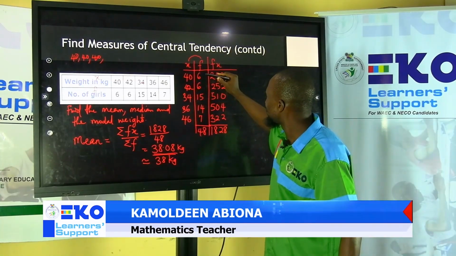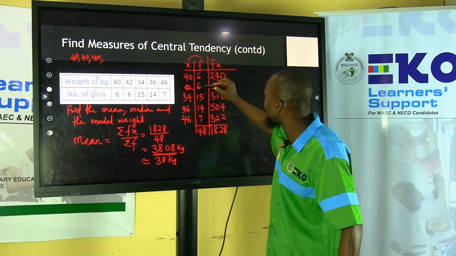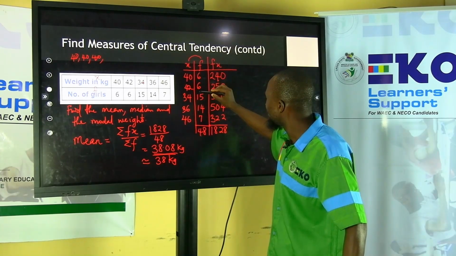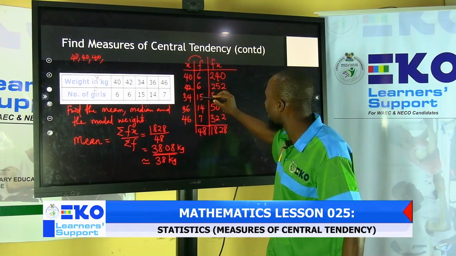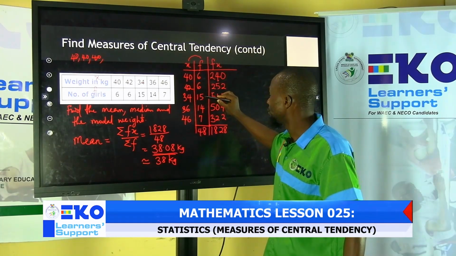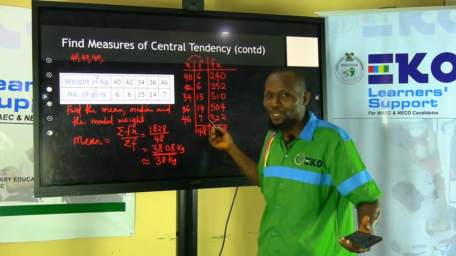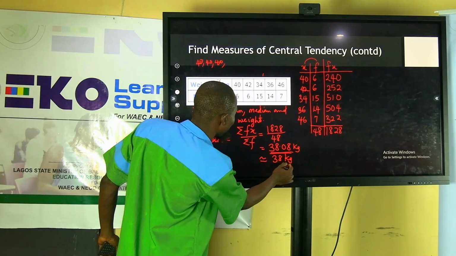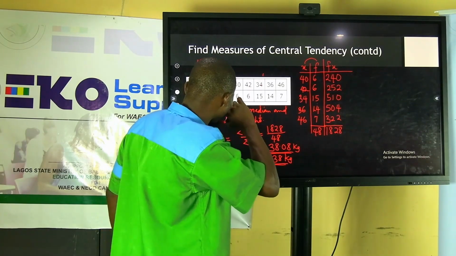Okay, in that case we have 6 plus 6 is 12. 12 plus 15, that's 27. 27, so it's not up to 28. We have got the mean now. Good. So the next one is what?